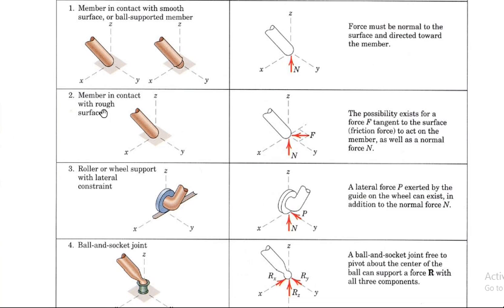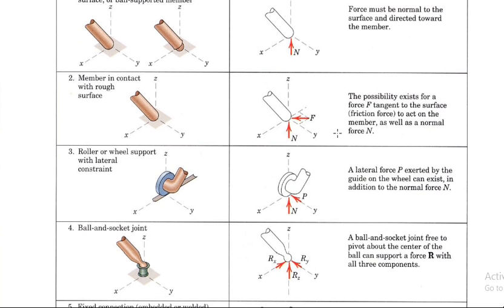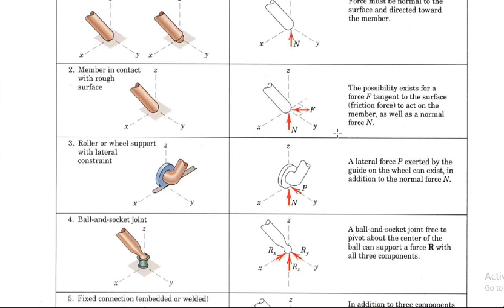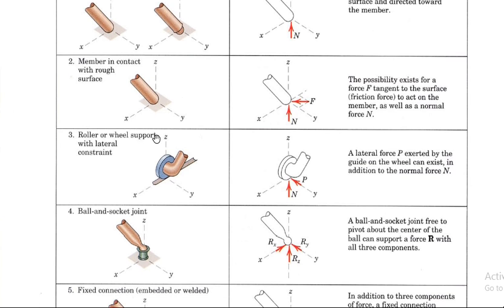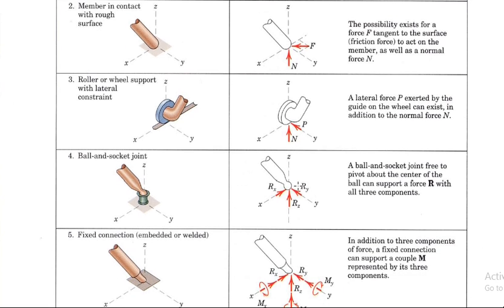The next one is a member in contact with a rough surface. As previously, the difference is that a rough surface is involved and there must be a frictional force. The possible existence of a force F tangent to the surface, the friction force, acts on the member. The normal force is perpendicular to the surface and the tangent force is along the tangent direction to the surface. Then roller or wheel support with lateral constraint: a lateral force exerted by the guide on the wheel can exist in addition to the normal force. A lateral force is also available there.